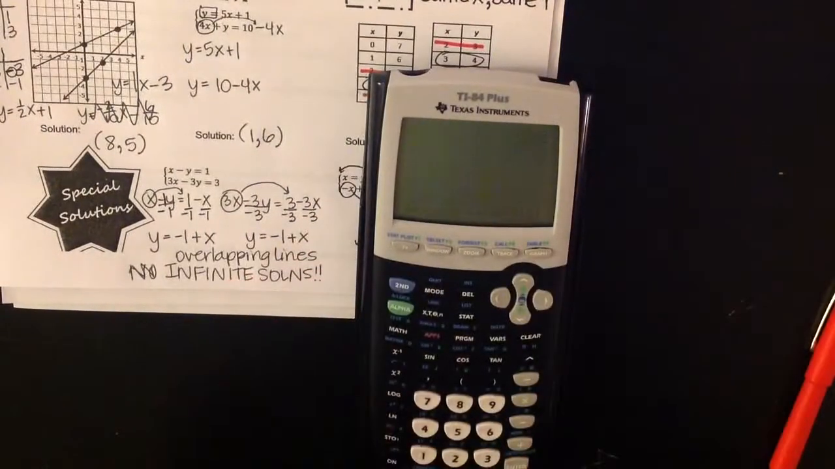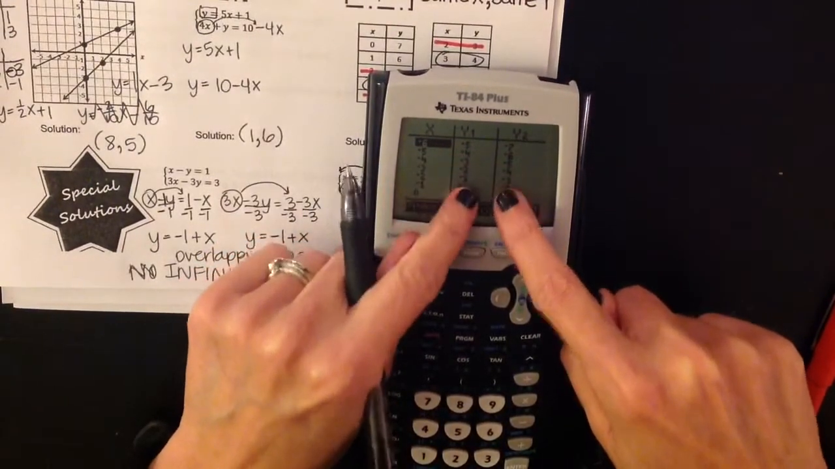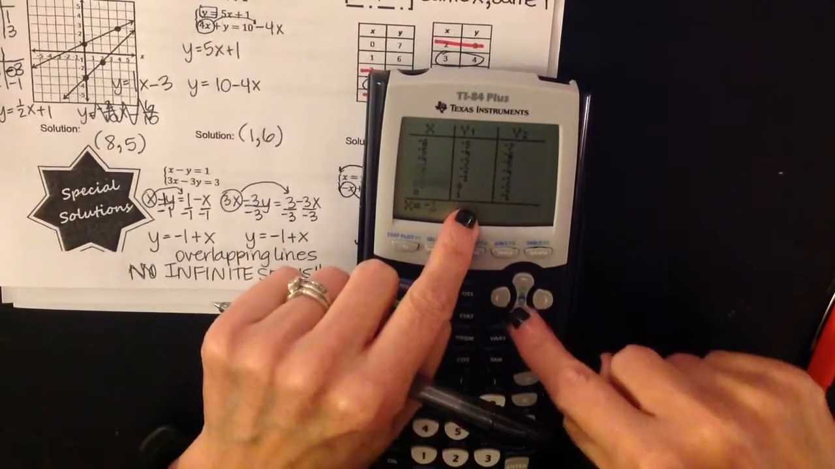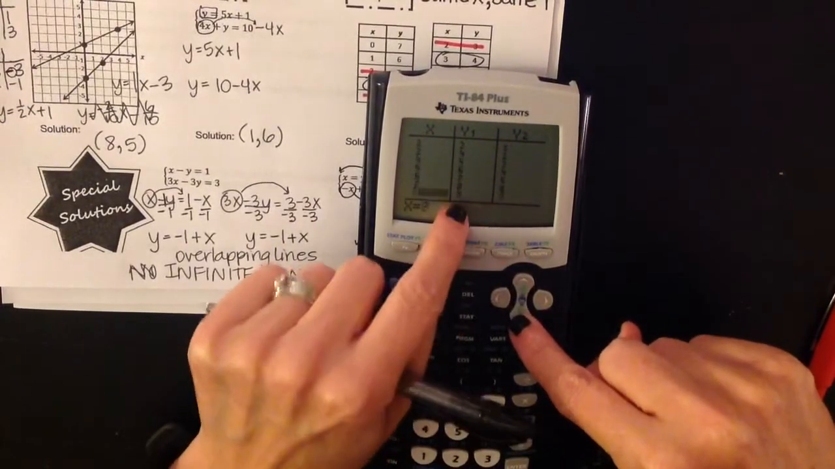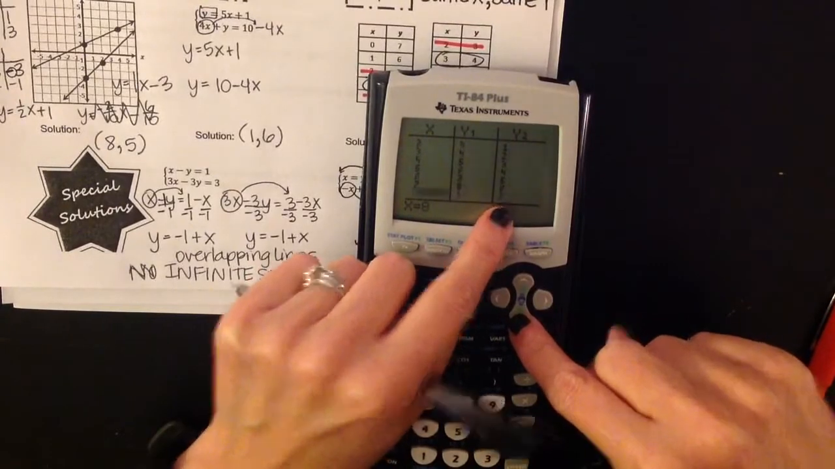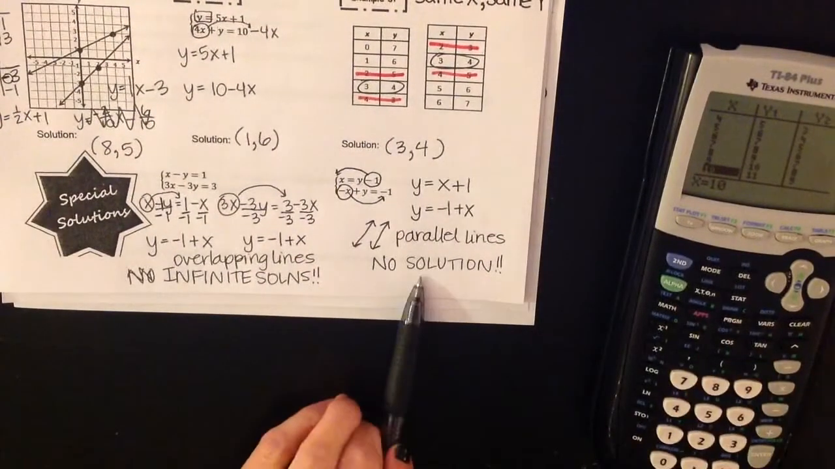And I can also verify that in my table. For every x, their y values will never match. So now I'm going to go into some of the positive sides. They're never going to match. This x keeps going up, this x keeps going up. They're never going to meet. So that's how you know that they are no solutions.